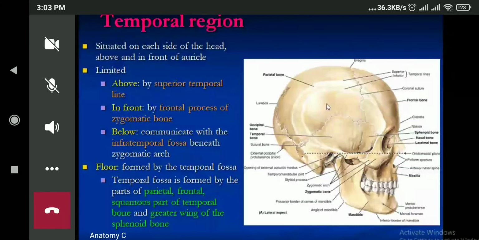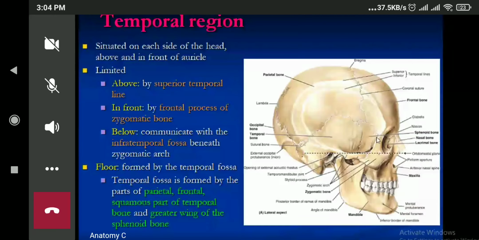Now, it has a certain boundary. You can see above, can you see the two lines in this part? This is the superior temporal line and this one is the inferior temporal line. This temporal region will be demarcated superiorly by the superior temporal line. Now, can you see the one in front? Anteriorly, can you see this bone? This is the zygomatic bone, and this process which is facing towards the frontal bone is known as the frontal process of the zygomatic bone. This will form the anterior boundary.